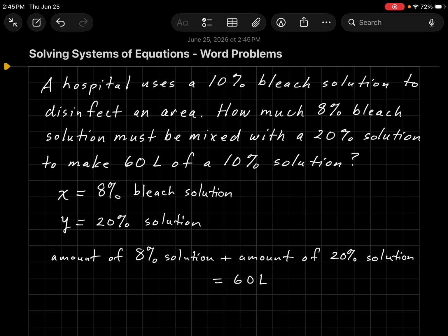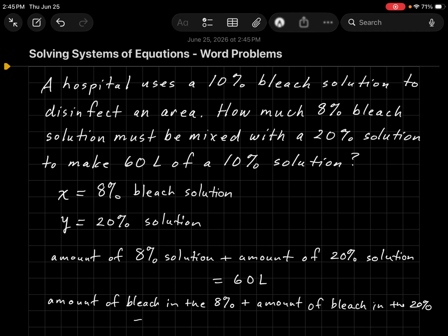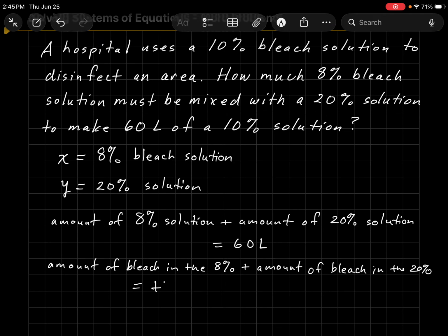And then the second equation I'm going to write is going to look similar, but it's a slight difference. So it's going to be the amount of bleach in the 8% solution, and I'll just put in the 8%, plus the amount of bleach in the 20%, must equal what? Well, it must equal the amount of bleach in the 10% solution. So I have total amount of solution plus total amount of solution equals total amount of solution. And then the amount of bleach plus the amount of bleach equals the total amount of bleach.